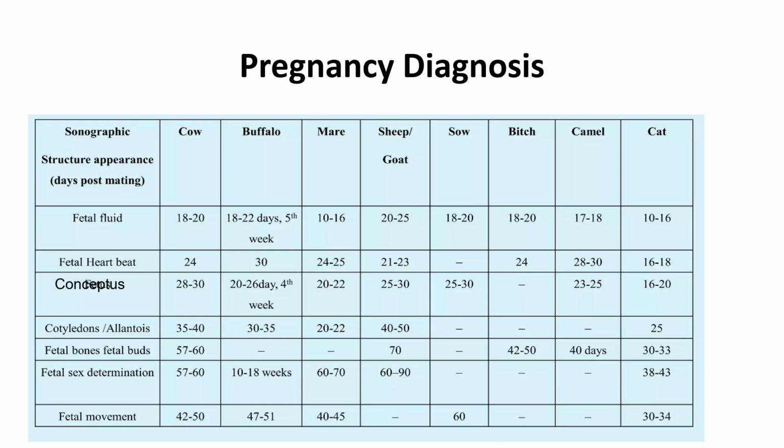Here you can see what structures you can observe post mating in different animals at different stages of gestation. As we can see in cow, fetal fluid comes at day 18 to 20, and you can see fetal heartbeat at day 24. You can see the cotyledons at day 35 to 40. Fetal bones you can observe at day 60 almost, and fetal sex determination can be performed around 60 days, and fetal movements come at day 50 almost. Similarly you can see the changes in other animals.